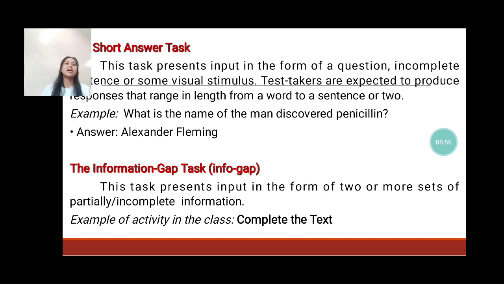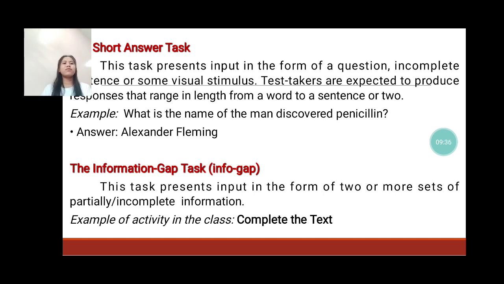This task presents input in the form of a question, incomplete sentence, or some visual stimulus. So test takers are expected to produce responses that range in length from a word to a sentence or two. So for example, what is the name of the man who discovered penicillin? So the answer would be Alexander Fleming. So this is the short answer, or what we call identification.